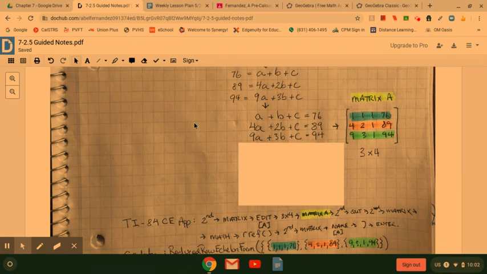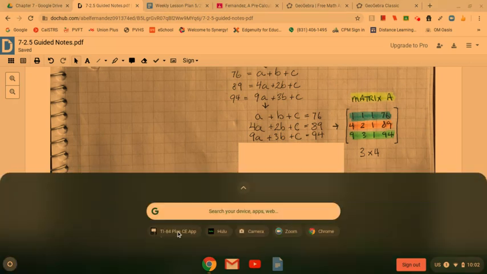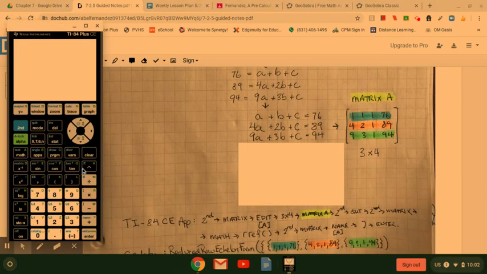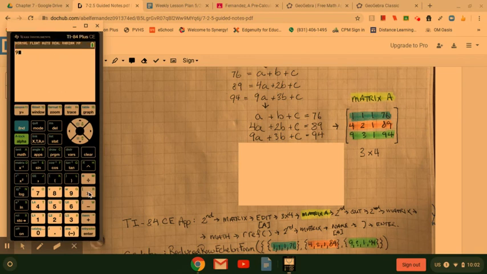Okay, so then you say, well, Mr. Fernandez, how did I know that's gonna work? Well, how do you know that 9 times 4 is 36? You didn't solve that algebraically. You used the TI-84 and you trust it, right? But you didn't go 9, 4 times, and then add it up and, oh yeah, that's 36, right?